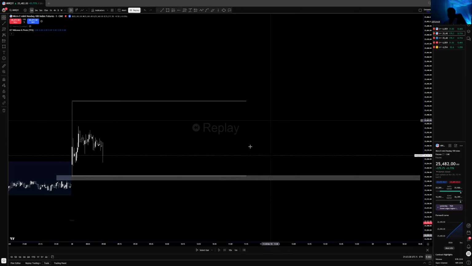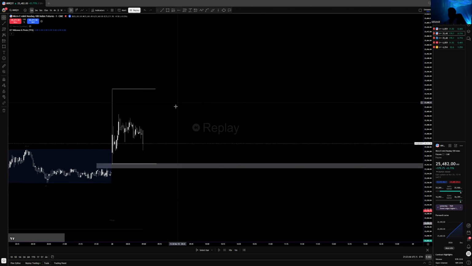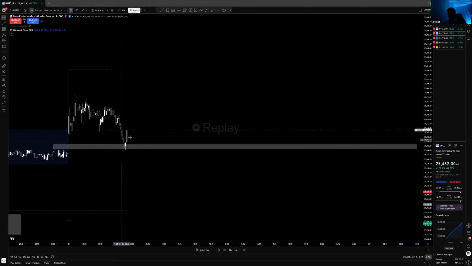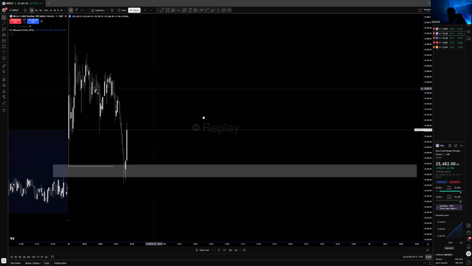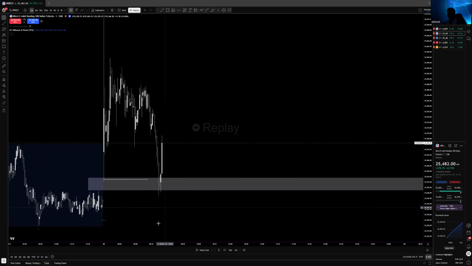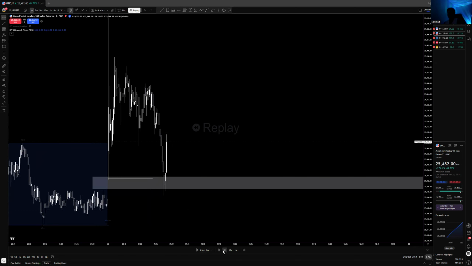So we got this. I really want to see a sweep above either of these highs and high and low. Let me just see what happens. So we are bouncing off that 1 minute pivot. I mean, get open gap and yeah, that was it.